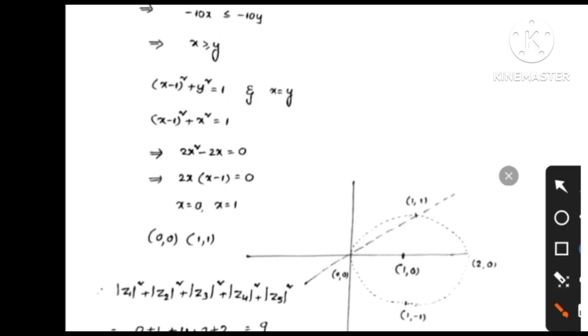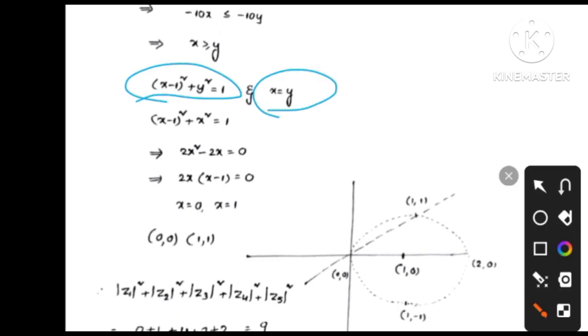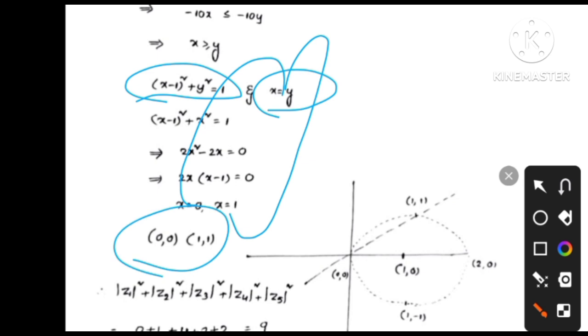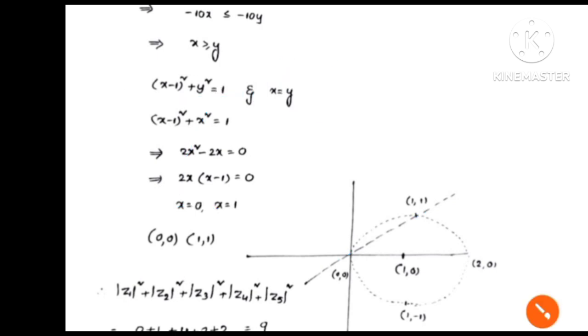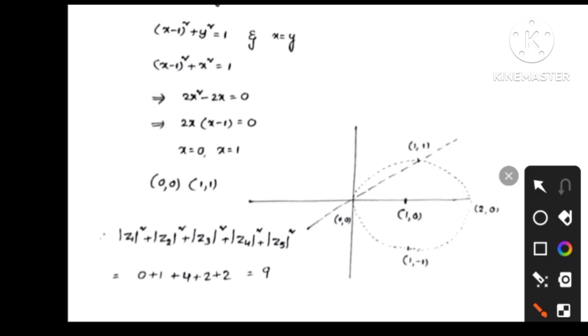So these are the points of intersection of the circle and the line. We are finding the points of intersection: x is equal to 0 means y is equal to 0, x is equal to 1 means y is equal to 1. These are the points of intersection of the circle and the line. Now here, what is the condition given?